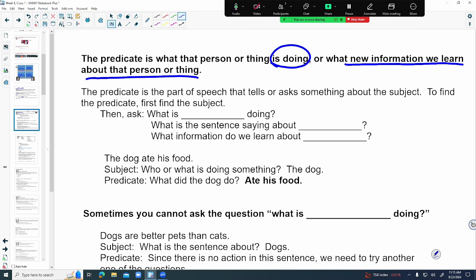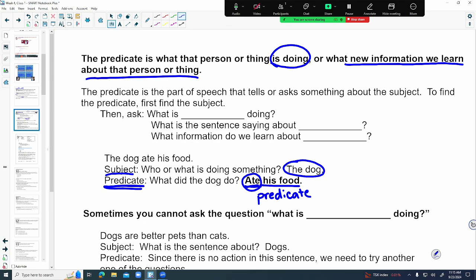So in the example, the dog ate his food, first of all, let's identify the subject. Who or what is doing something? The dog. Then, to find the predicate, we ask, what did the dog do? He ate his food. So ate is the verb, and his food is the rest of the sentence. This makes up the predicate.